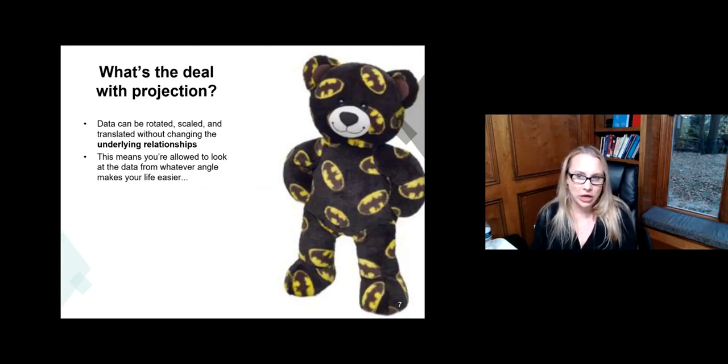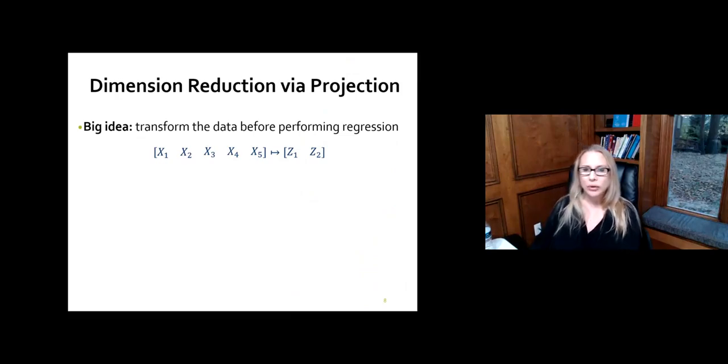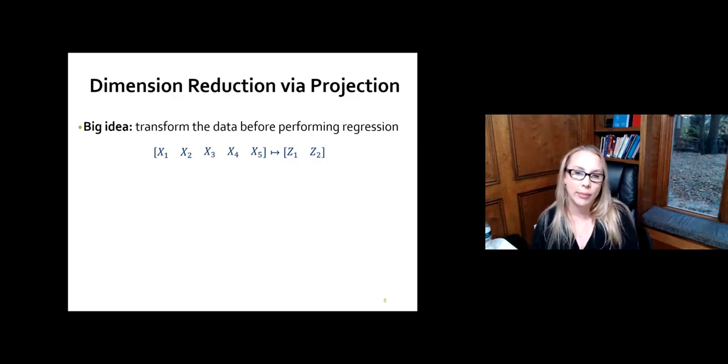So what's the deal with projection? Well, data can be rotated, scaled, and translated without changing the underlying relationship of the data. This means that you're allowed to look at the data from whatever angle makes your life easier. And in our case, we'll be able to use principal components for regression. What we're doing is transforming the data before performing a regression. So instead of using each of our x variables, x being each of our predictor variables, instead of using 5 predictor variables, maybe we only want to use 2 principal components as our predictors in our regression.